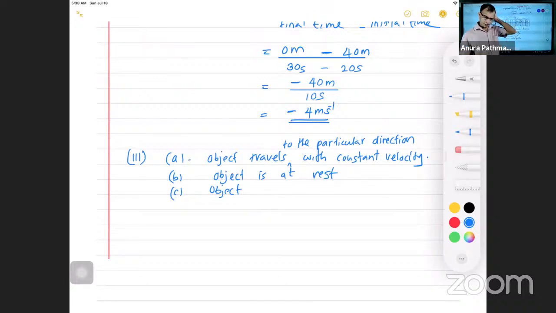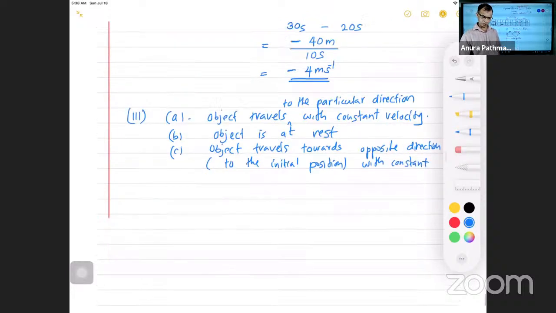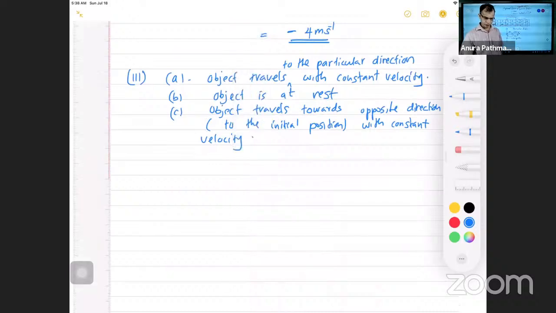The object travels towards the opposite direction, within bracket, to the initial position, with constant velocity, with constant velocity.